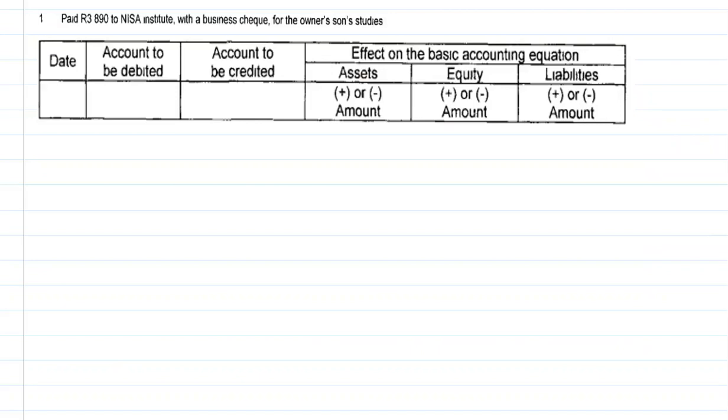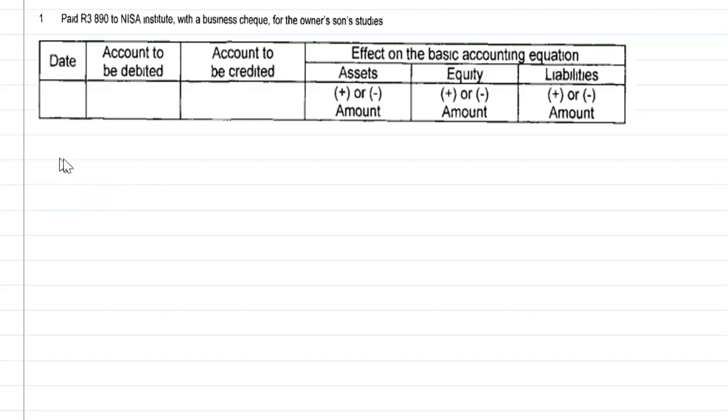Yes, here we are. Now, number one, it says paid 3,890 to NISA Institute with a business check for the owner's son's studies. This means that this is personal use, so the drawings will be affected and also the bank will be affected. The funds of the business are going away. So the owner is using the money of the business.